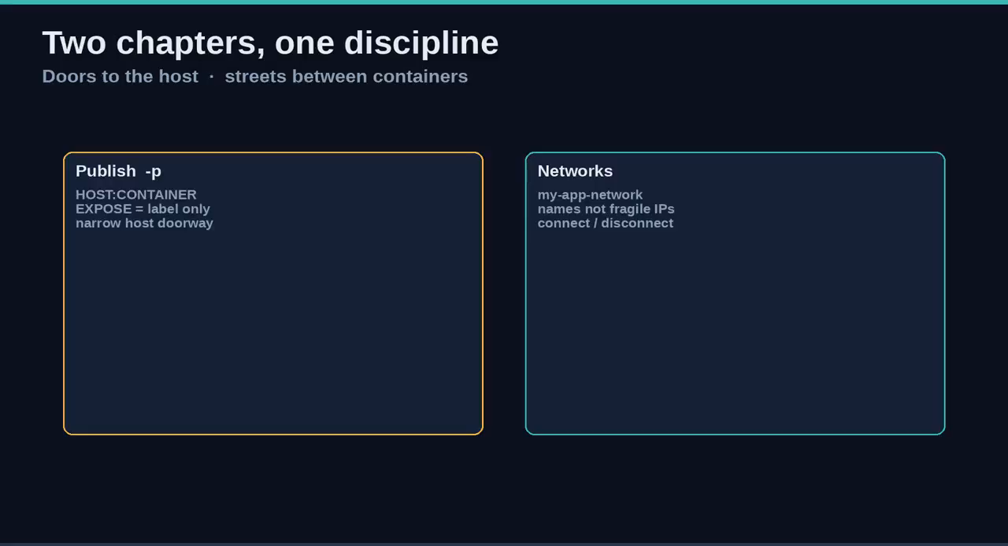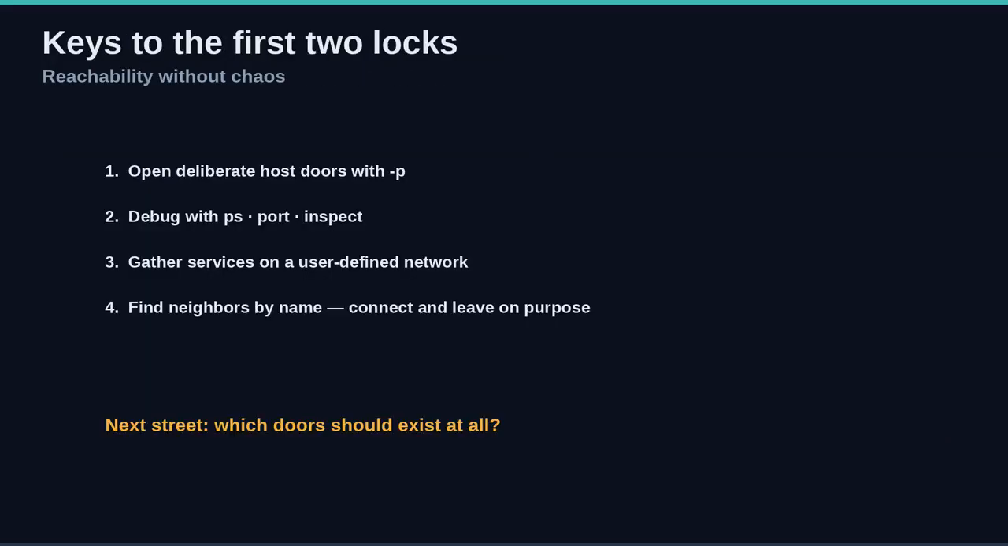Step back. Port publishing and user-defined networks are two chapters of one discipline. Publishing is the doorway between host and container. Host:container, explicit and narrow. Networks are the streets between containers, names instead of fragile IPs, membership you can connect and disconnect. Expose writes a label, -p hangs a cable, docker network create lays a private road. None of these abandon isolation, they make isolation useful. So the sealed room was never a dead end. It was a demand for deliberate architecture.